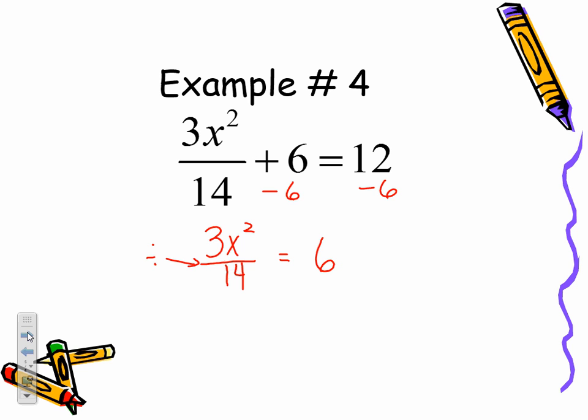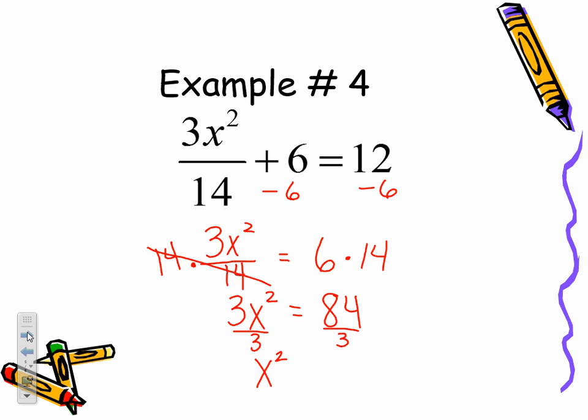Then the next step I might want to do here: 3x squared is being divided by 14. So if I was going to undo that so that the 14 was no longer over there, I would multiply by 14. Multiplying by 14 and dividing by 14 cancel each other out, but I have to remember to multiply by 14 on the other side as well. So I'd have 3x squared equals 6 times 14. Let's see, 6 times 14 is 84. And then I go ahead and I divide by the 3. x squared equals 28.